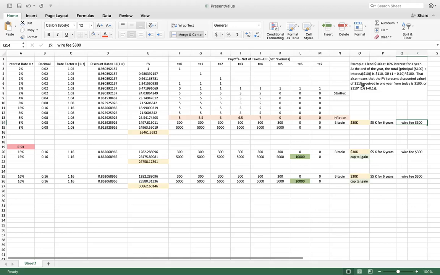But I'm saying, okay, the wire transfer fee is $300 to transfer $5,000 each year. So I broke this down and I said, okay, what if I purchase a Bitcoin for $30,000, then what do I get in return? Well, I get the $300 wire transfer fee that I don't have to pay, right? So that's like income to me.